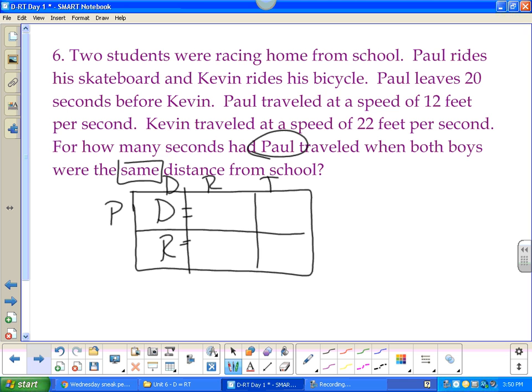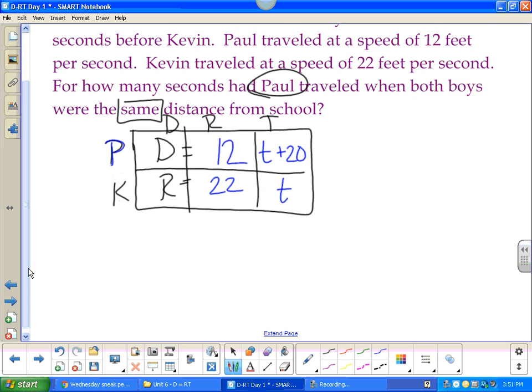Paul and Kevin. Okay, so Paul leaves 20 seconds before Kevin. So Paul gets a 20-second head start over Kevin. Paul travels 12 feet per second. Kevin travels 22 feet per second. Everything's in terms of seconds, so it's all good. And I want to know when they're going to be the same.